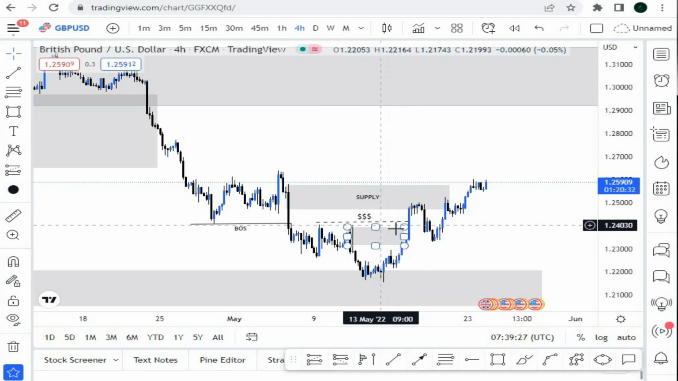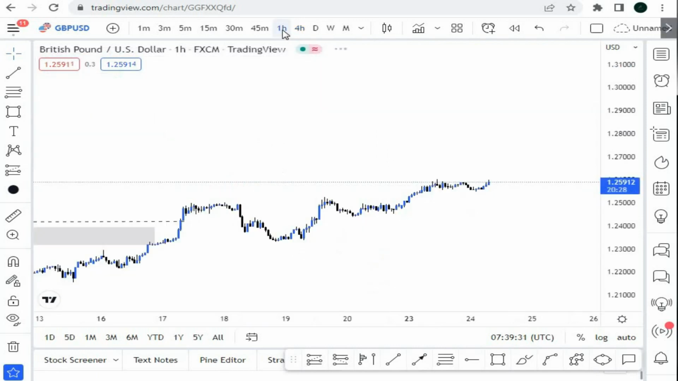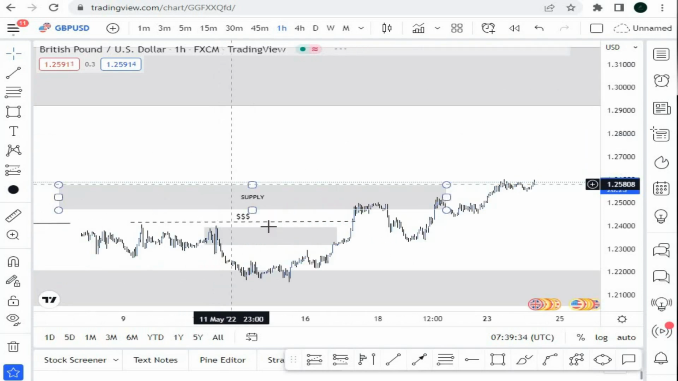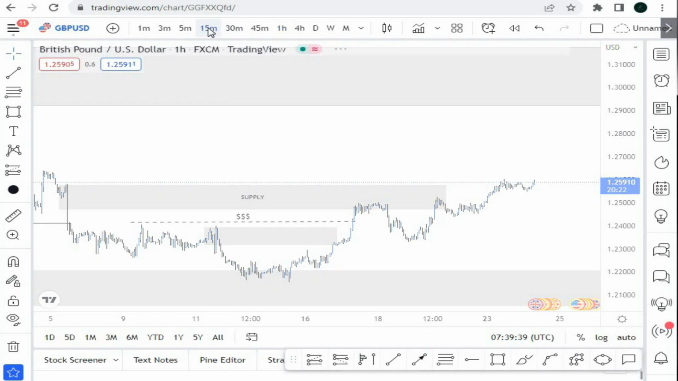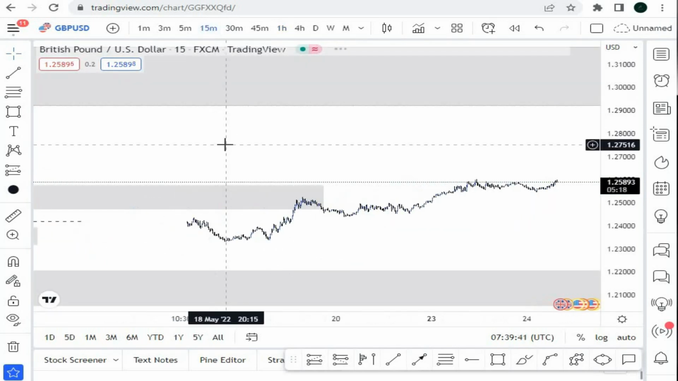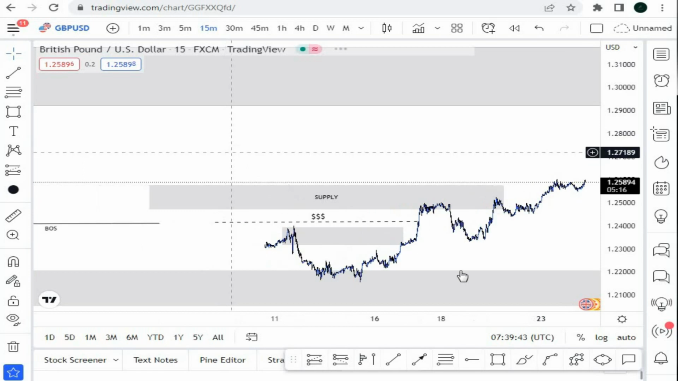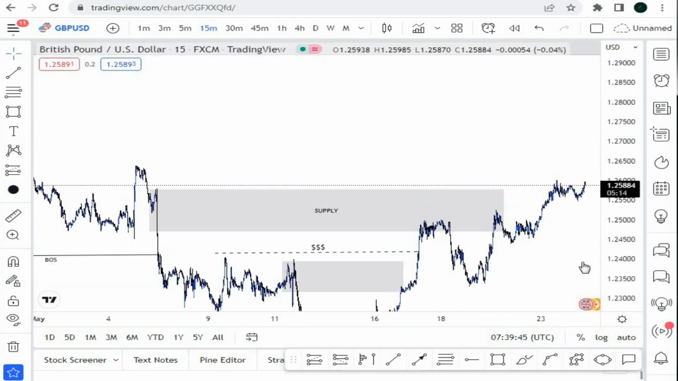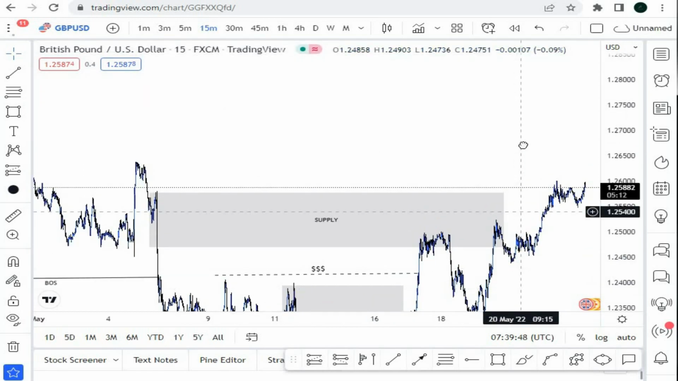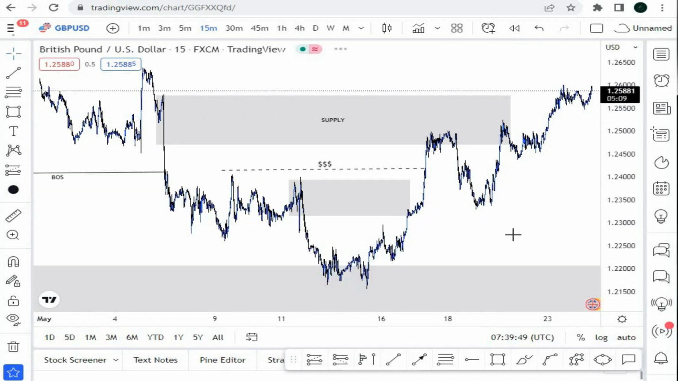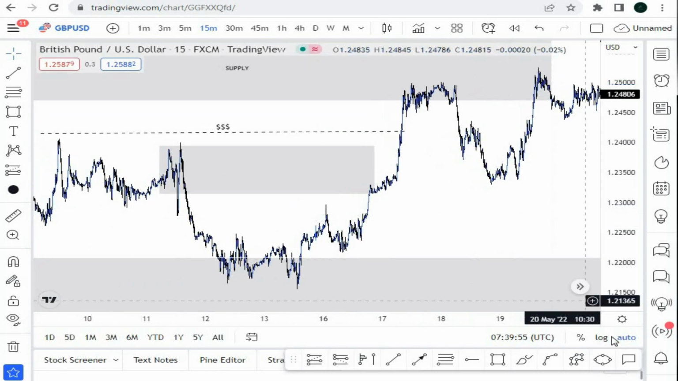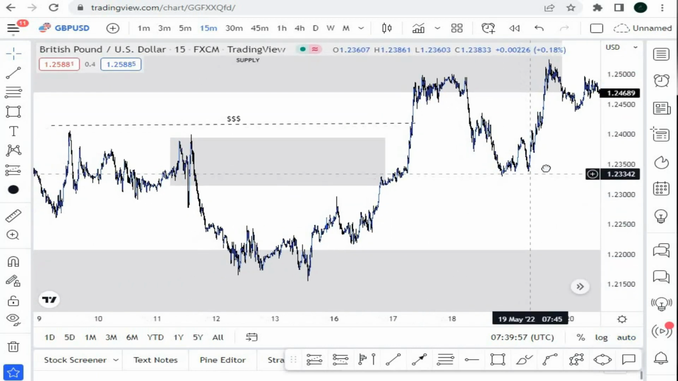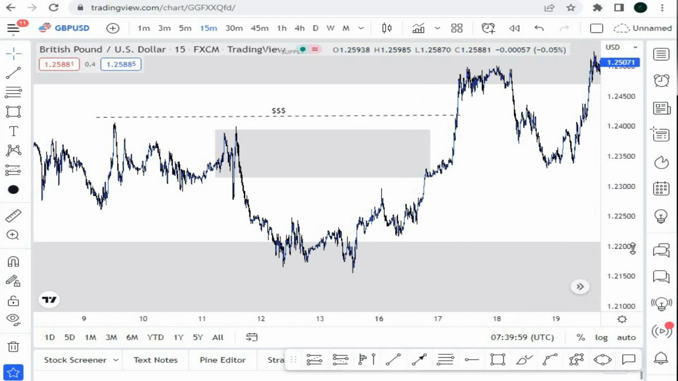And I'm going to show you how you are going to look for your entries. But before that, we have to understand where the price is coming from, right? So let's go to a 15 minutes time frame. I love to use the 15 minutes time frame because that's where I look for my entries. So what you have to do now is to understand your liquidity zones in smaller time frame, and also understand where the price is coming from.